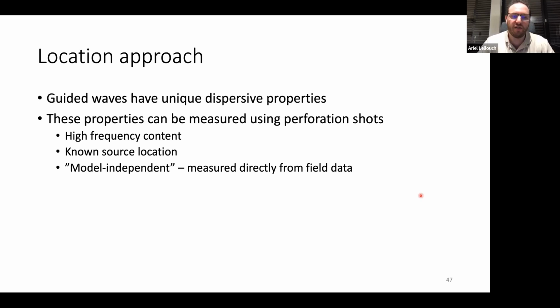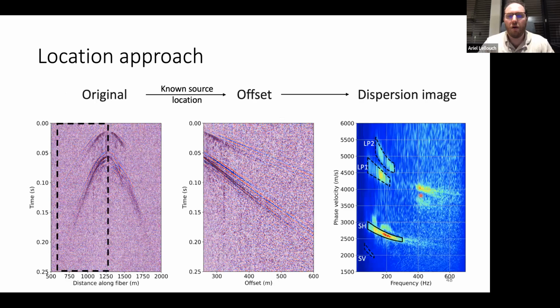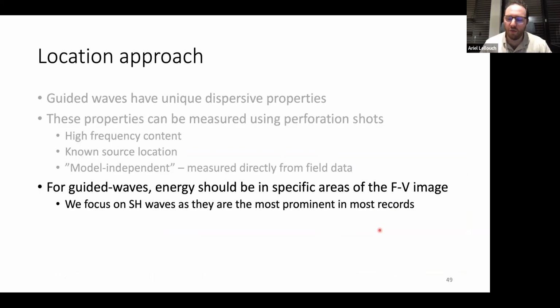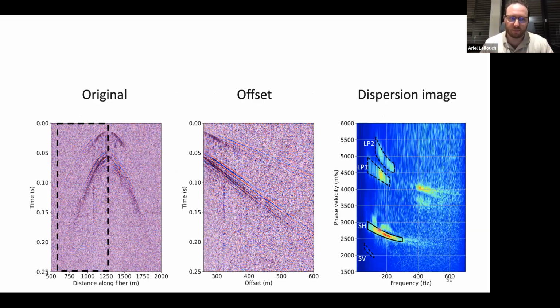And the way we did it, we take the perforation shot. Instead of having this hyperbolic moveout, it is converted from distance along the fiber to distance between source and receiver. Here it's distance along the fiber. Here it's source receiver distance. So now things should be more linear. And we convert this image to the frequency and phase velocity domain. And now we know, okay, guided waves should have, for this mode, dispersion in this area. I mean, that's where the dispersive energy should be. And we want to locate events by saying, well, if we see an event that has the dispersion energy in that specific portion of the image, we know we got the right location.